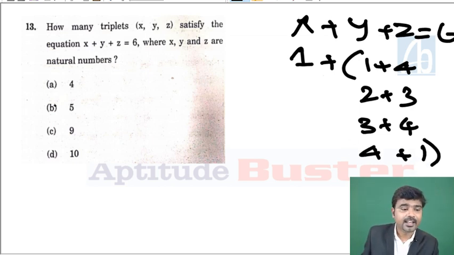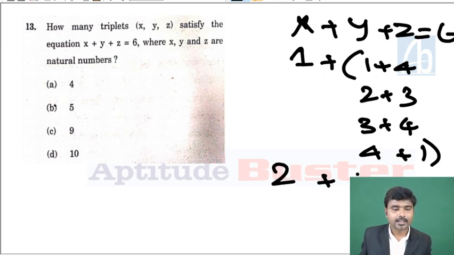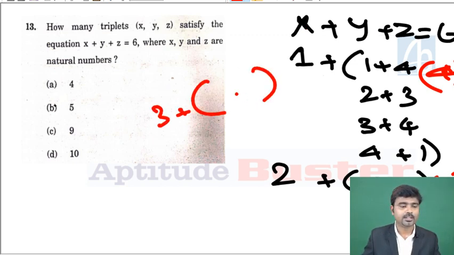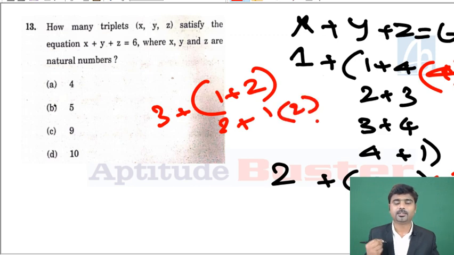If I take x equal to 2, then the rest y plus z should be 4, right? Here 1 plus 3 or 3 plus 1 or 2 plus 2. How many possibilities? 3 possibilities. In the first case, 4 possibilities. The second case, 3 possibilities. If I take x equal to 3, then y plus z should be 3. Then 1 plus 2 or 2 plus 1. How many possibilities? 2 possibilities.